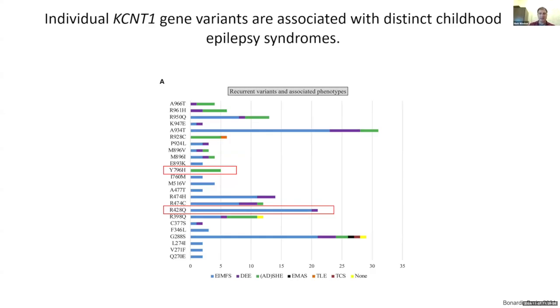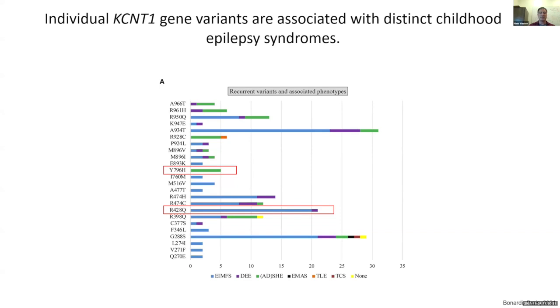But I have red boxes around two of them here. One of them is the Y796H variant, which, at least in this publication, has been found in 5 patients, and exclusively, at least in the patients so far, has been associated with sleep-related hypermotor epilepsy. And then below that is the R428Q variant, which has been found in more patients and is primarily associated with the EIMFS phenotype.